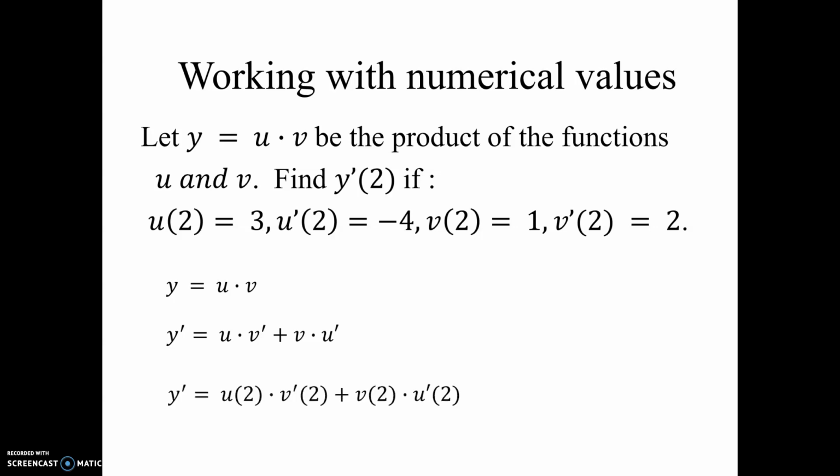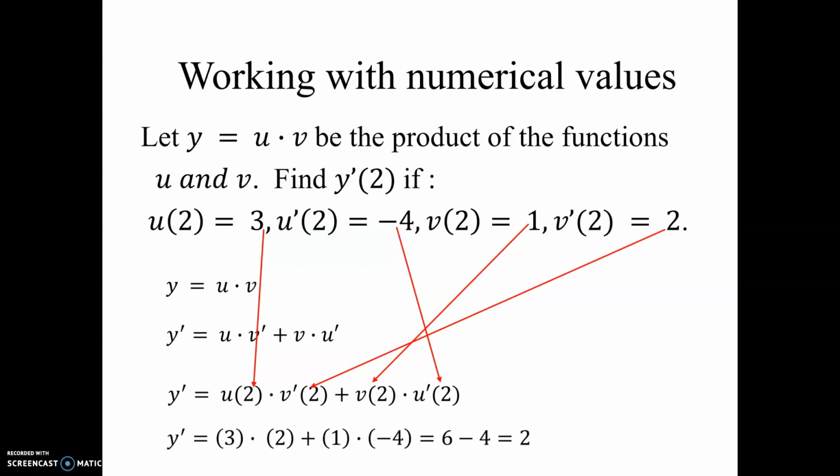And if I wanted to know what the derivative here was at 2, I would put all these values in at 2. And I know the value of u at 2, and v at 2, and v prime at 2, and so forth. So putting all of these values in, I know u at 2 is 3, v prime at 2 is 2, v at 2 was equal to 1, and u prime at 2 is equal to negative 4. So putting in those values and then just doing a little bit of addition, I can find the slope of the curve at that point if I'm given this numerical information.